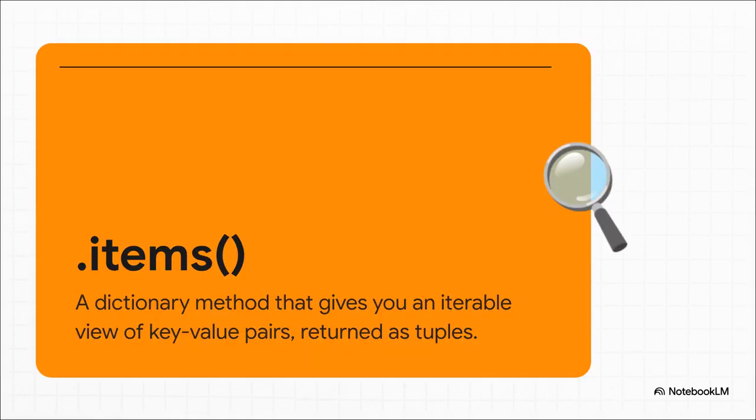And now for the real powerhouse method, .items. This is the one you pull out when you absolutely need both the key and its value at the exact same time inside your loop. What it does is hand them to you neatly packaged together as a pair. And here's a little foreshadowing. It gives them to you as a tuple.